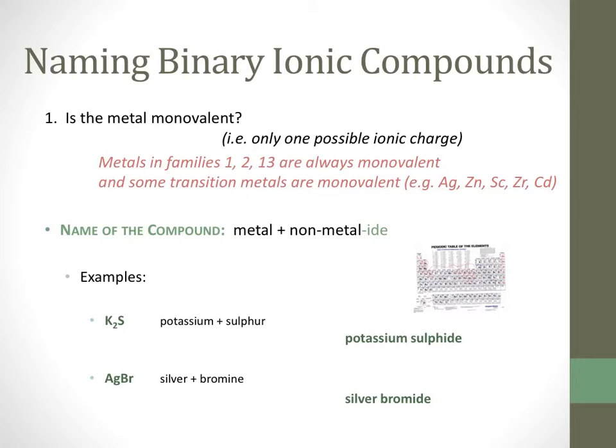AgBr also includes a monovalent metal, silver, and so its name is simply silver bromide. The metal is named first, and the end of the nonmetal is changed to IDE.